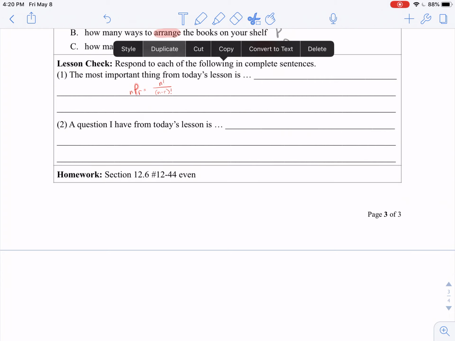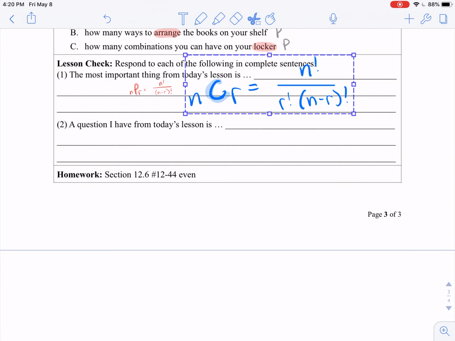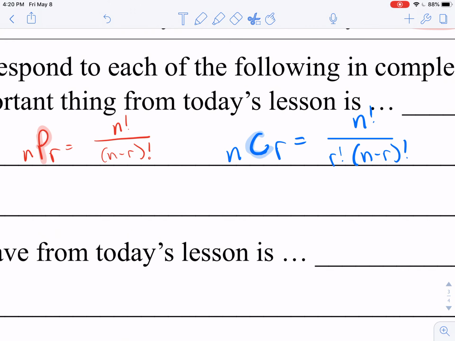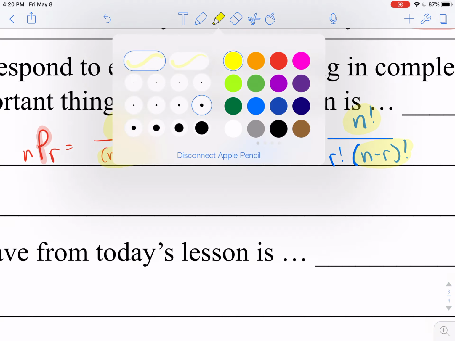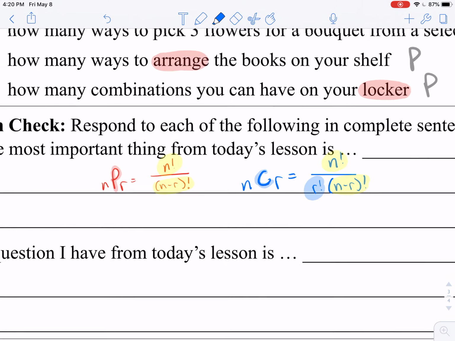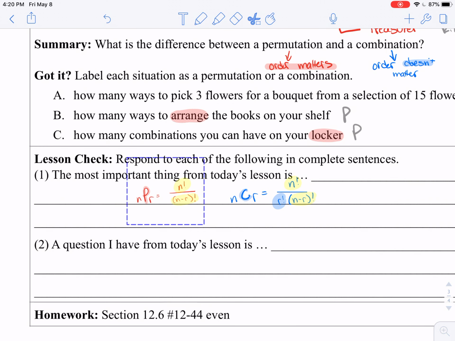What do they have in common? Well, they both have an n factorial up on top, and they both have an n minus r factorial on the bottom. But a combination is different because it has r factorial in the denominator. That's the only difference. So they look very, very similar. Again, permutation means order matters. In a combination, order doesn't matter. Keep these in mind.